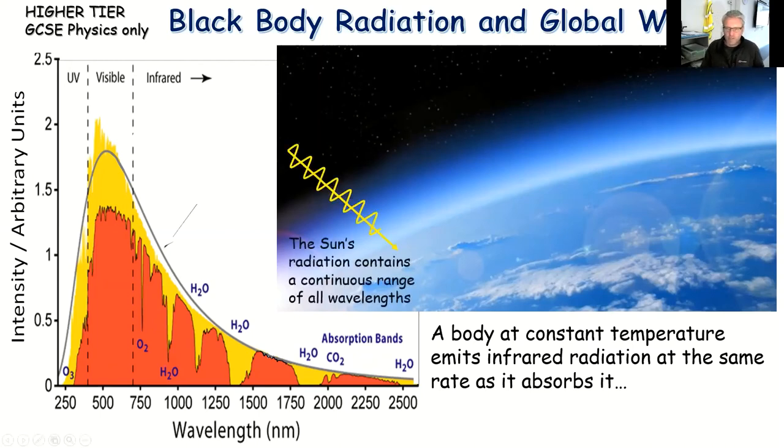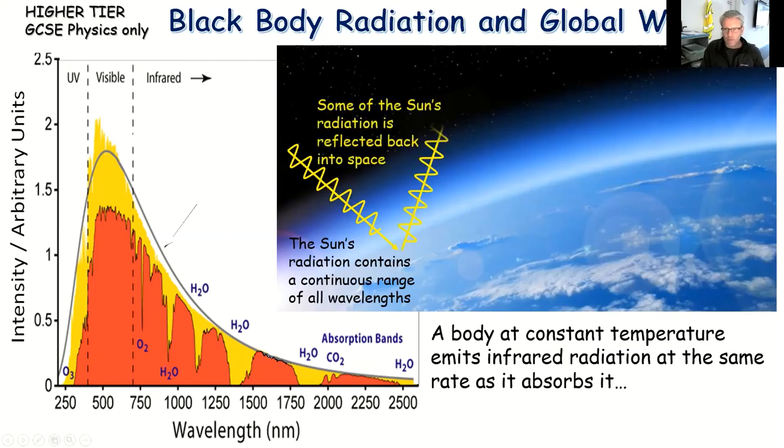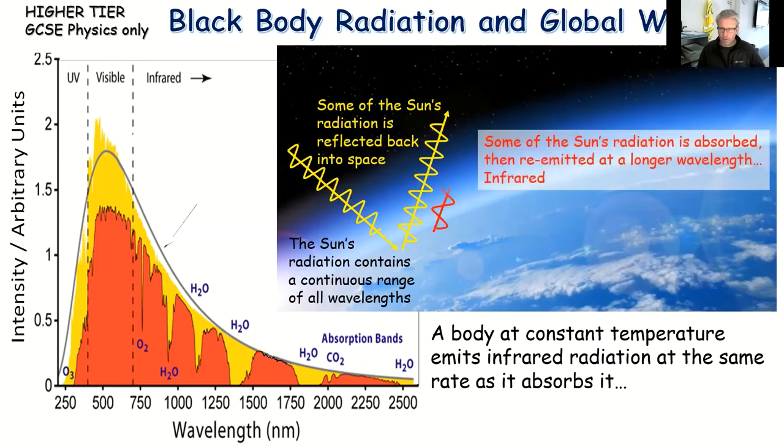The sun's radiation contains an almost continuous range of all wavelengths. The radiation that isn't absorbed by the atmosphere is then reflected back into space, and that's what happens all the time. But here's the big problem. Some of the sun's radiation is absorbed, then re-emitted at a longer wavelength. And the reason that happens is because of quantum physics. But you don't really need to know that for GCSE. All you need to know is that the area that I've shown on the left there, this in the circle on the left, the energy that reaches the surface is absorbed and then re-emitted at a longer wavelength.